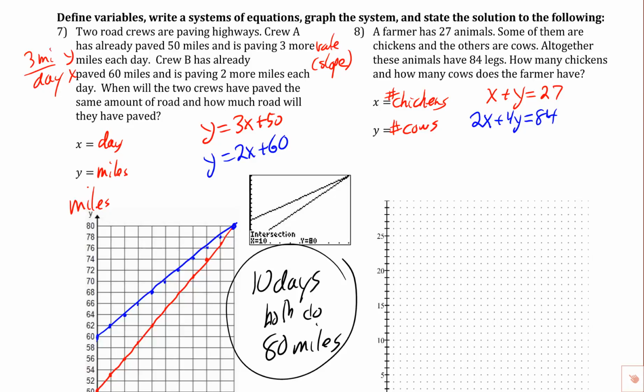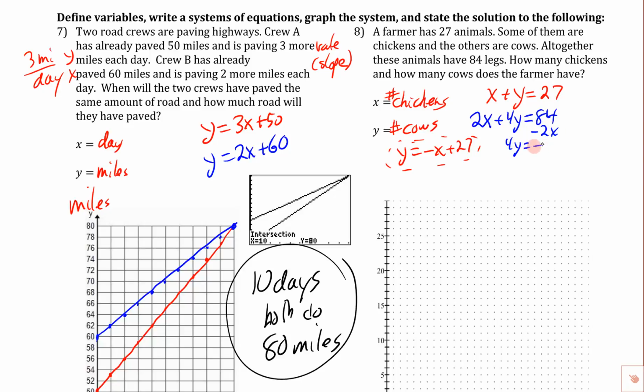Okay, so let's take the red one and let's move that around. So this is going to be y equals negative x plus 27. I'm going to make this so we can see it for sure. So this is going to be y equals negative x plus 27. Okay, so we're going to graph that one. And then the other one is going to be, if I move that around, I'm going to subtract 2x.